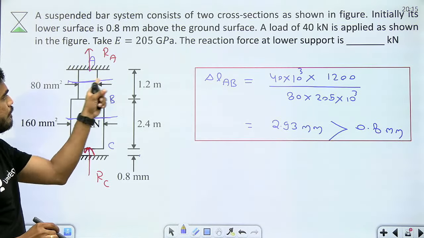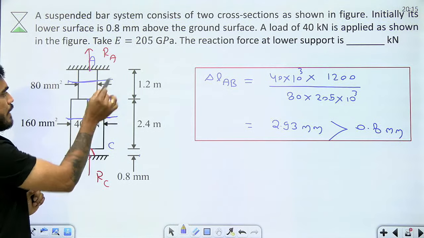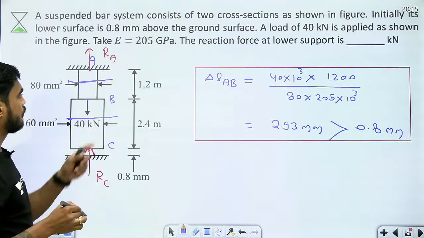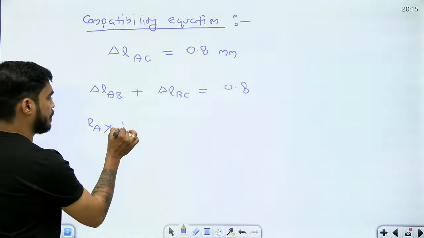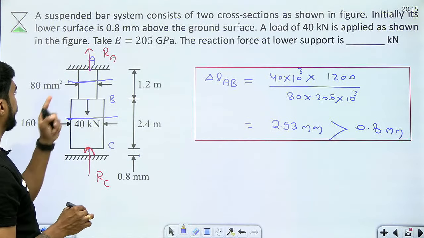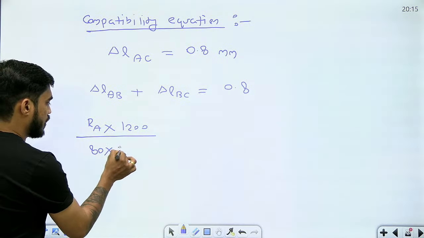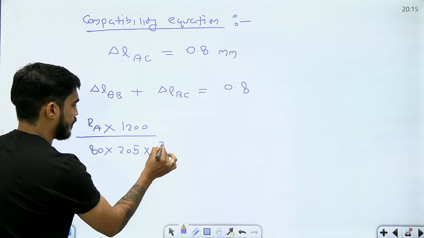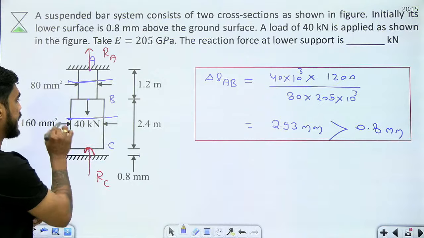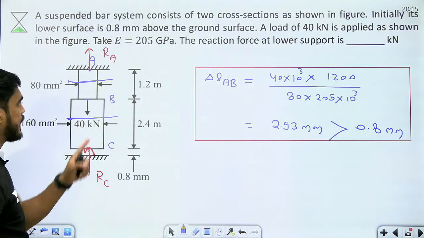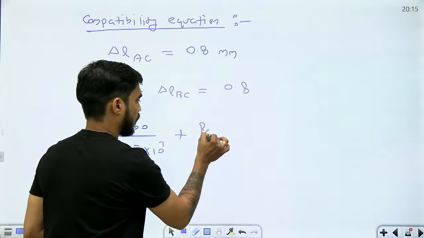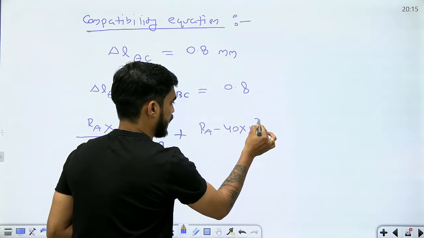अब delta L of AB कितना होगा बेटा? Force in AB will be how much? RA. Length of AB will be how much? 1200 mm. Area of AB will be how much? Area of AB is 80. Young's modulus 205 into 10 to the power 3, plus delta L of BC. अब बेटा BC में if I take a section, then total force will be RA minus 40 kilonewton.